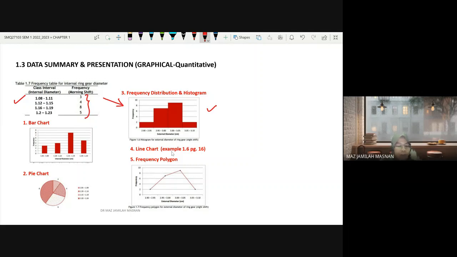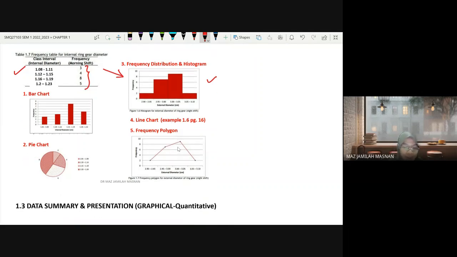Other than histogram, you can also use bar chart. You can also use pie chart, which is somewhat similar to qualitative. You can also use line chart, or frequency polygon. What types of line chart?